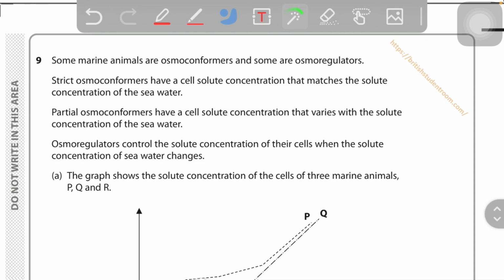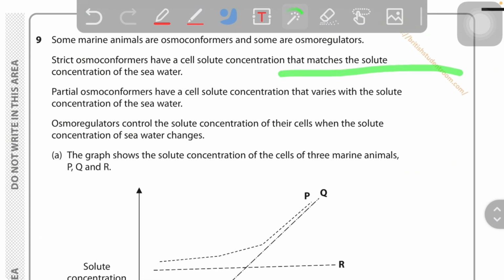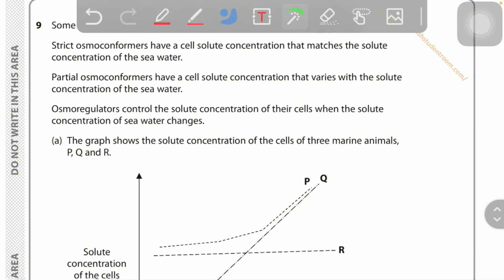Question 9, May 2023. Some marine animals are osmoconformers and some are osmoregulators. Strict osmoconformers have a cell solute concentration that matches the solute concentration of the seawater. Partial osmoconformers have a cell solute concentration that varies with the solute concentration of the seawater. Osmoregulators control the solute concentration of the cell when the solute concentration of seawater changes.